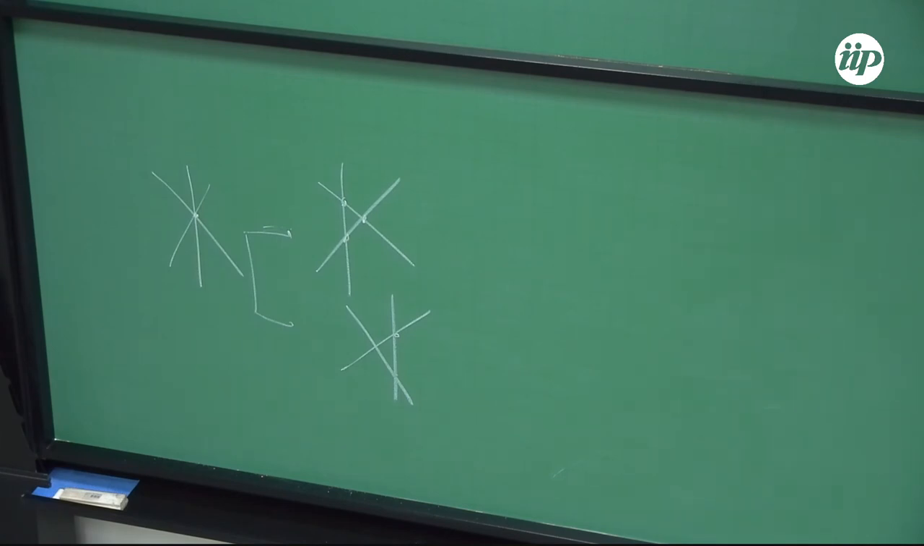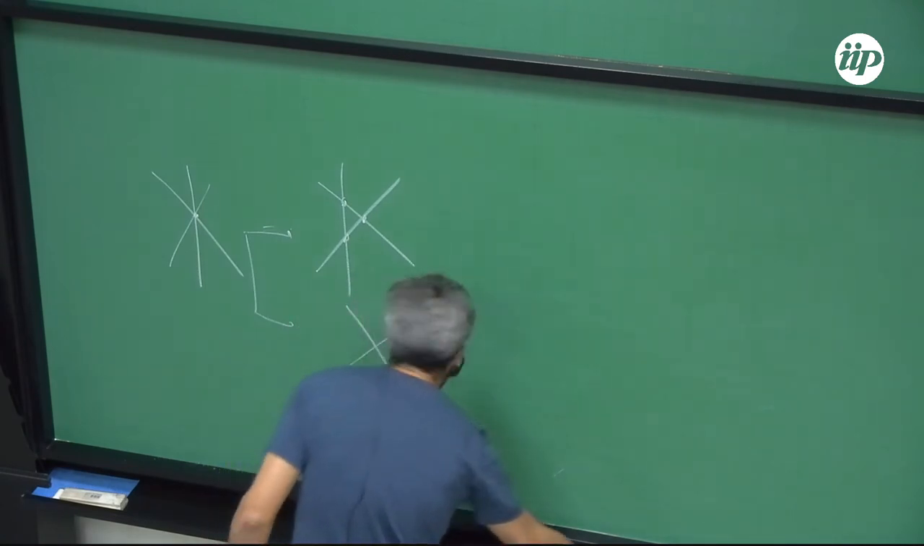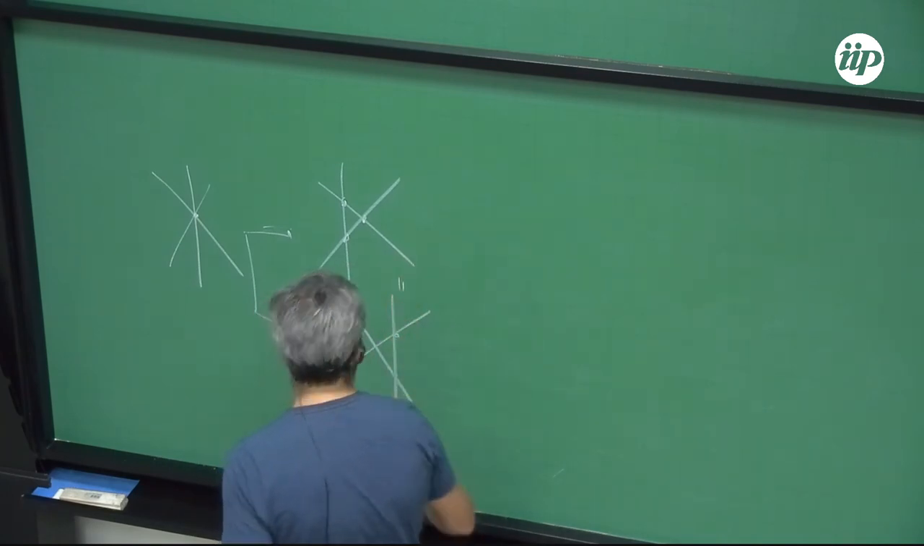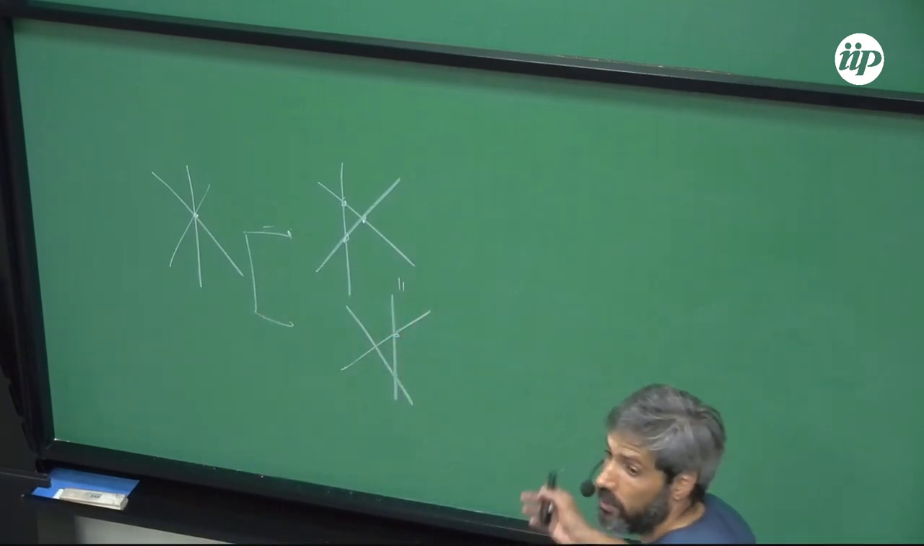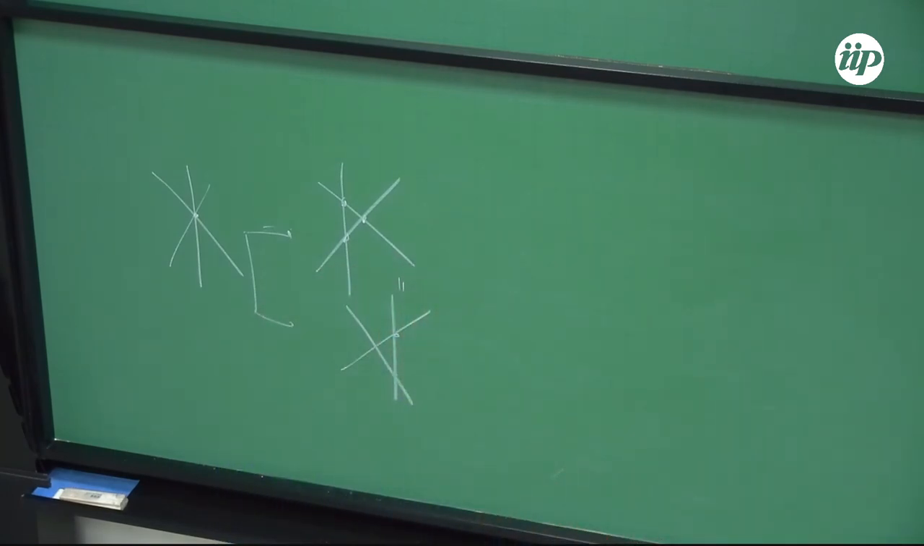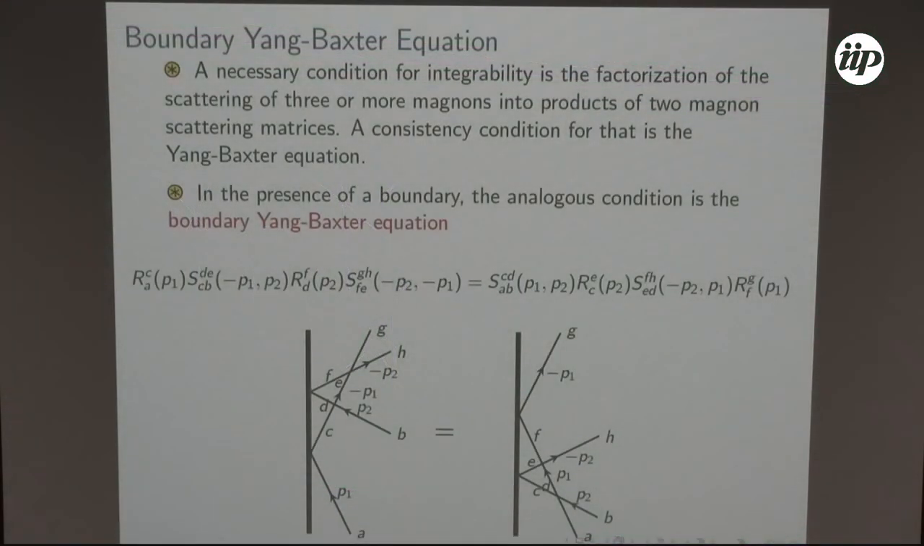So demanding that these two possible factorizations are the same is a consistency check for integrability. Since the bulk spin chain was integrable, of course it satisfies that. I'm not going to discuss this. But now when you are in the presence of a boundary, you have the same problem.